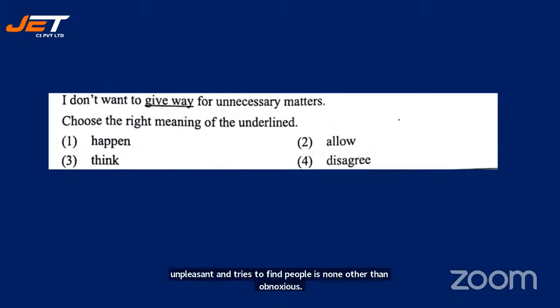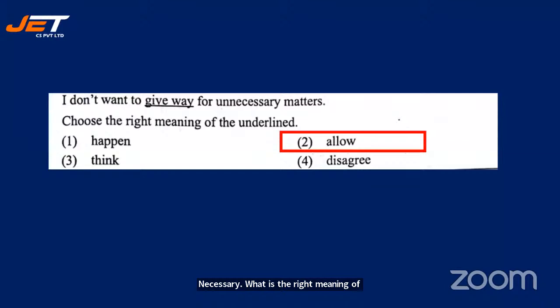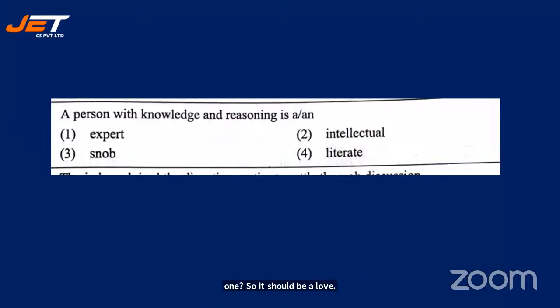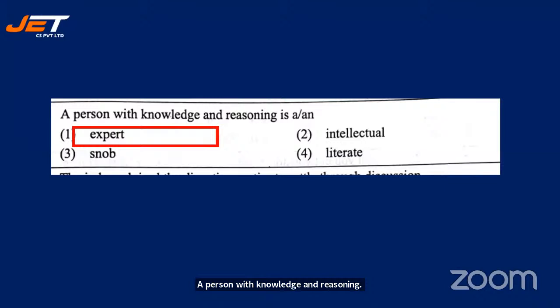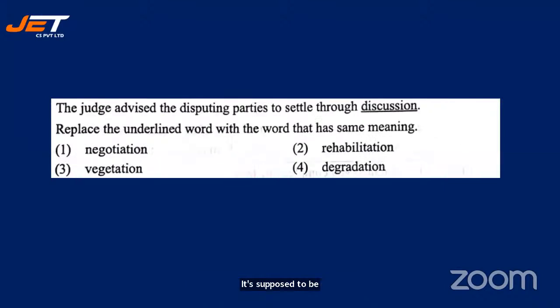I don't want to give way for unnecessary matters. So give way. What is the right meaning of the underlined phrase? It should be allow. So I cannot allow unnecessary matters, isn't it? All right, see the next one. A person with knowledge and reasoning is a or an dash. A person with knowledge and reasoning is supposed to be who? He should be an expert, isn't it? Yes, see the next one.